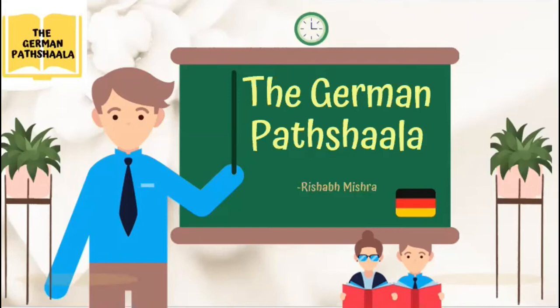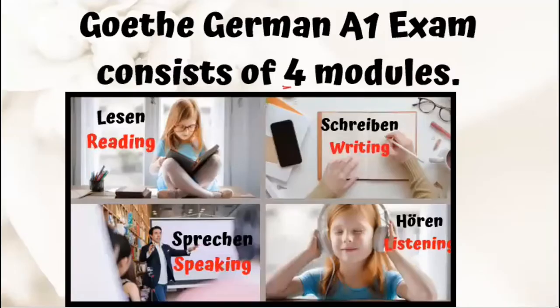Now, the German A1 exam consists of 4 modules, namely reading, writing, speaking, and listening. As simple as that. And in German, it's Lesen, Schreiben, Sprechen, and Hören. Reading, listening, writing, and speaking.